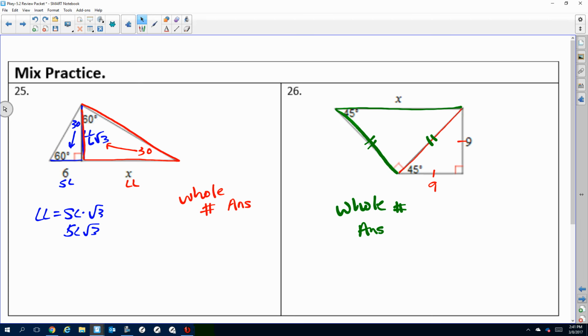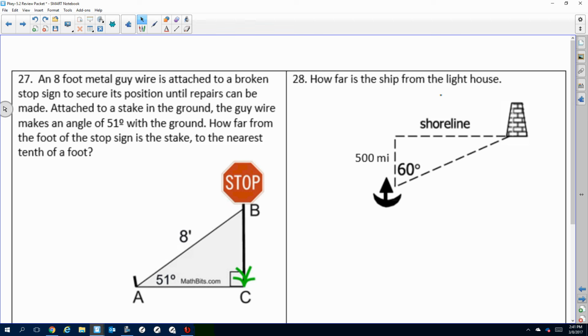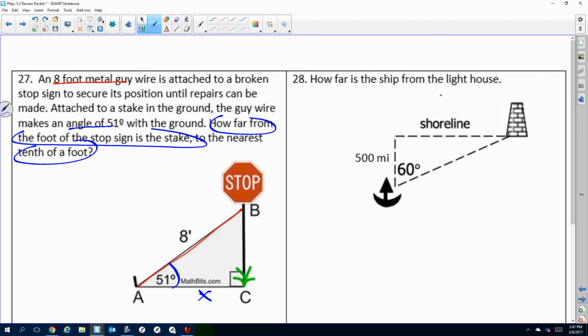Now, when we get to 27, read it, label the given information. Most of this is already labeled for you. This is an 8-foot metal guy wire. It's attached, we got that. So we have the wire, that's right here. That's our hypotenuse. It makes an angle of 51 degrees. So that's right there. How far, to the nearest foot, is it? How far is it from? So that's right here. So there you go. See if you can do your trick on that.